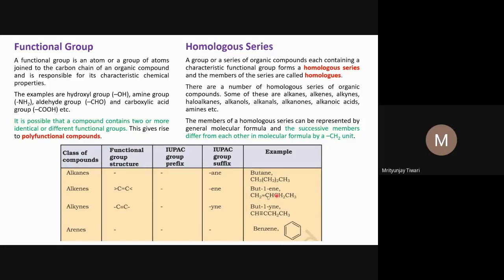The different examples that we know. Then there come arenes. Arenes are organic compounds. The example is benzene, and the benzene structure is this. There could also be two fused benzene rings, like this.